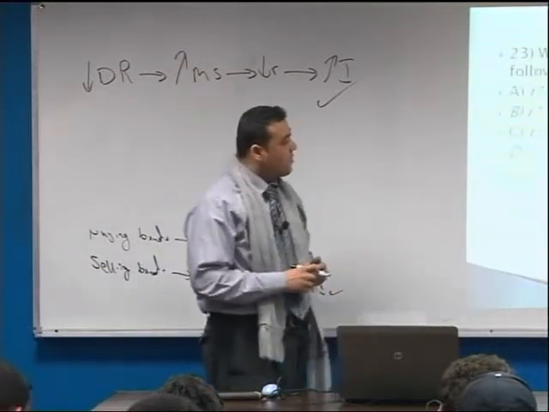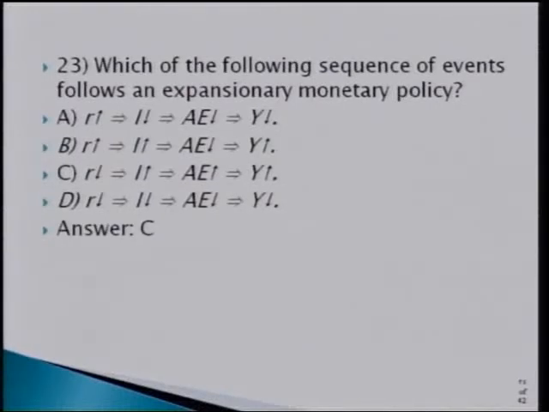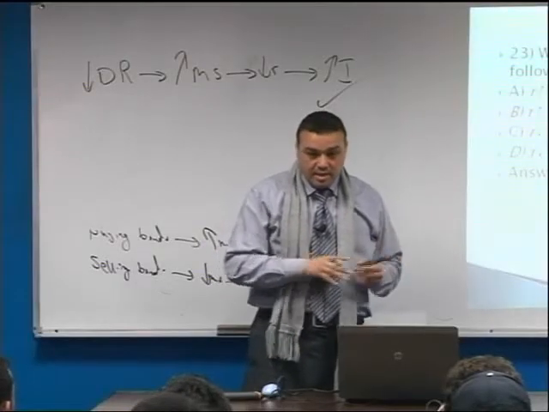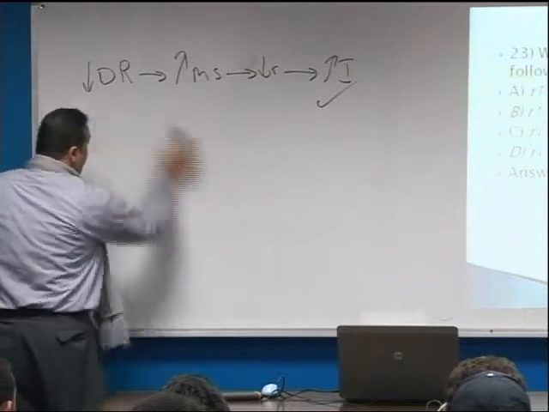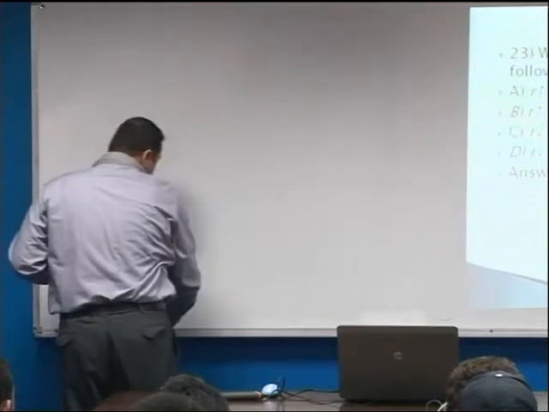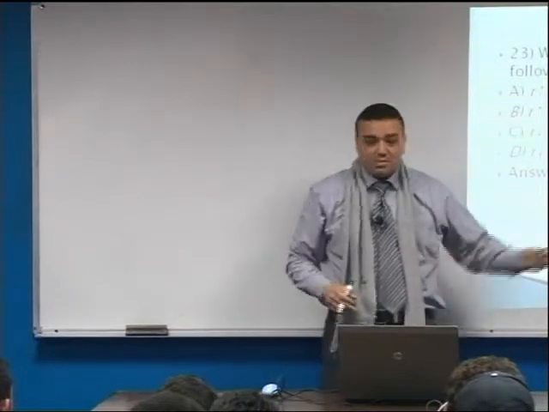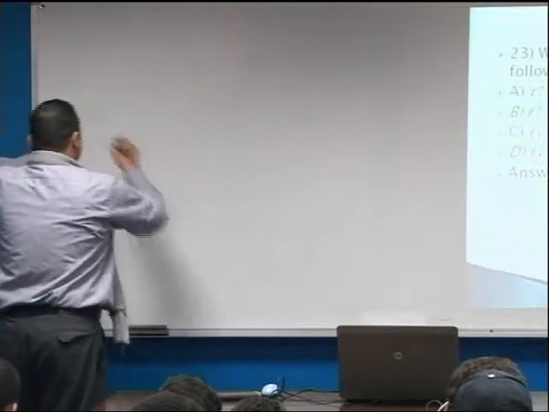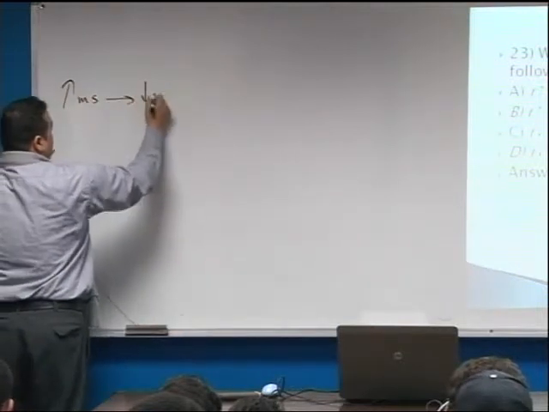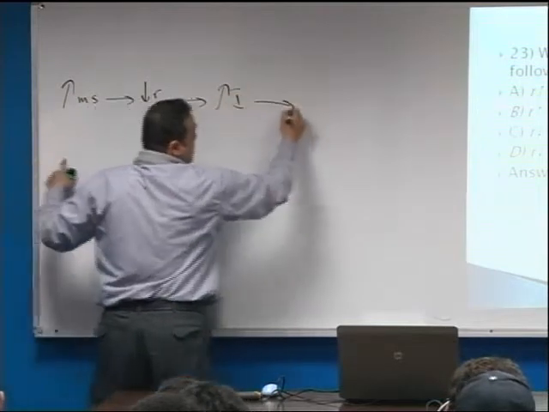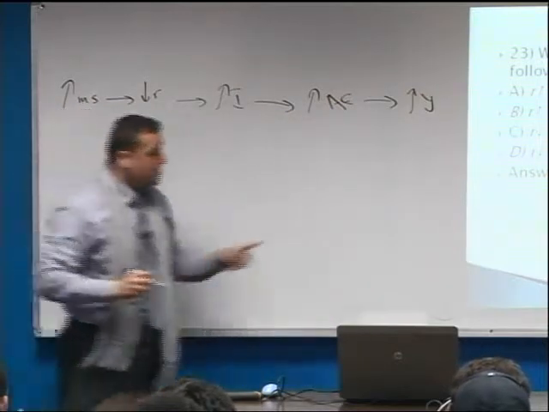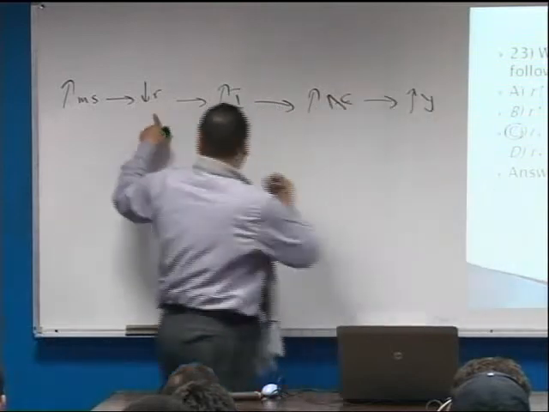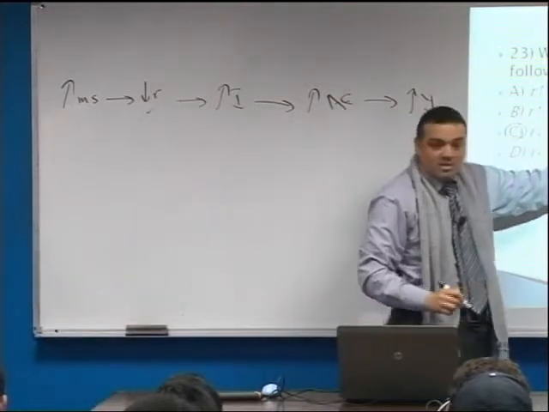Which of the following sequences of events follows an expansionary monetary policy? This question came in the multiple choice exam last year, like this, and now let's take different cases on it. What does the question say? Which one follows an expansionary monetary policy? Expansionary monetary policy means increasing the money supply: decrease R, increase I, increase aggregate expenditure, increase Y. So which is the correct answer? C: decrease R, increase I, increase aggregate expenditure, increase Y.